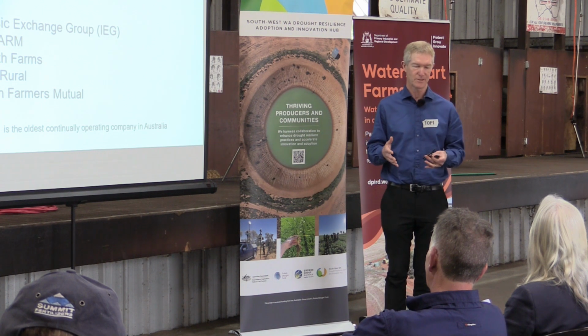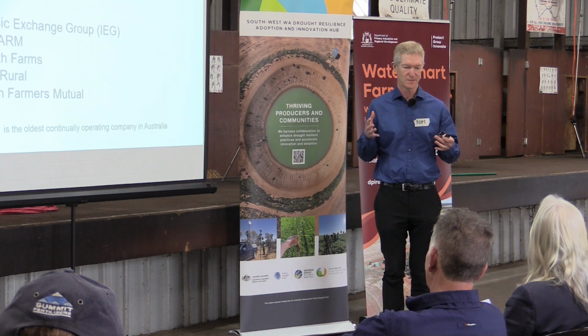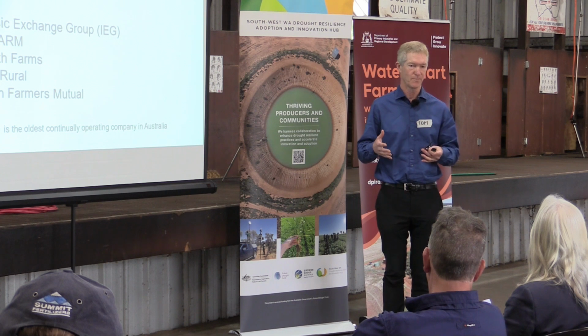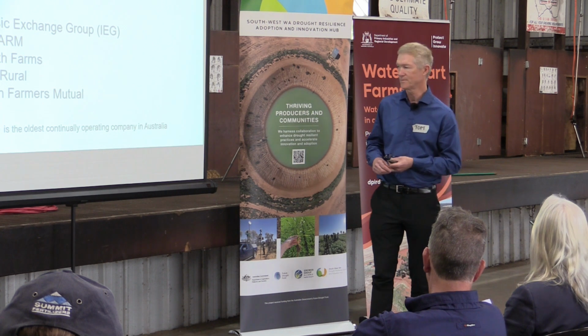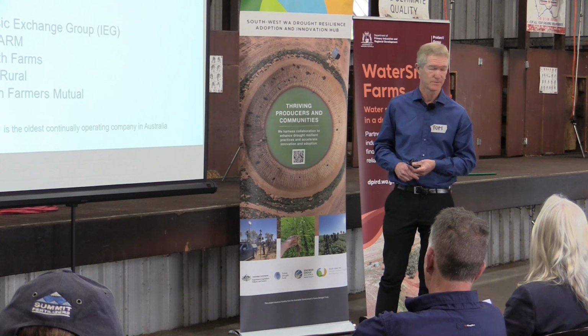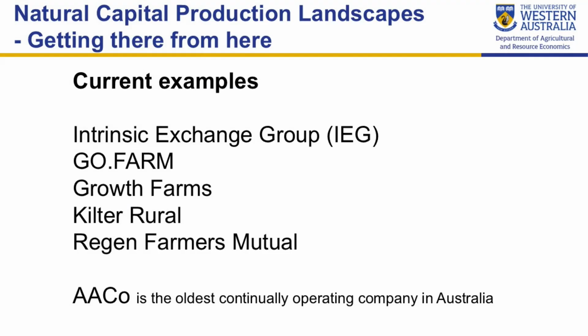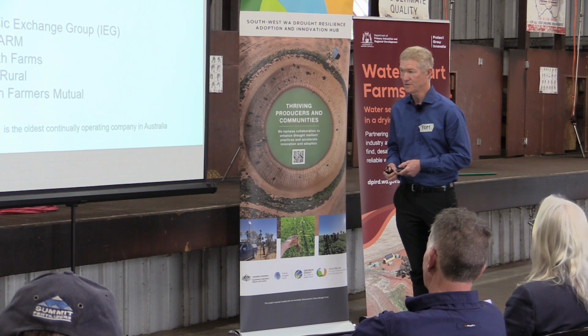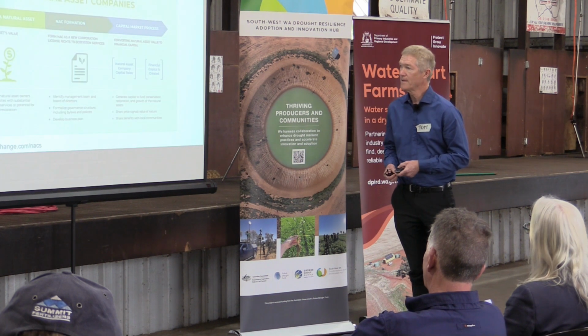And I can't emphasise that enough, production is very important to maintain, and the production should benefit from the natural capital when you look at this from an investment perspective and from a primary production perspective as well. And there are other organisations. I mentioned the Regen Farmers Mutual, a cooperative, which is an interesting structure, and they're active at the moment in Australia, and Kilter Rural is another listed company. So these are all examples of companies that have a particular interest in, and benefit from, natural capital.